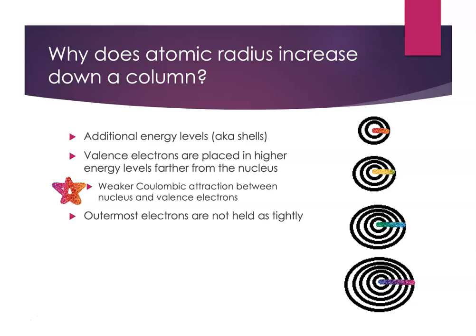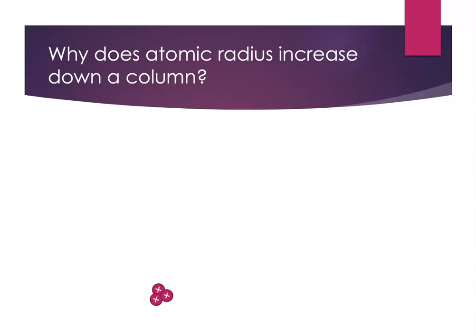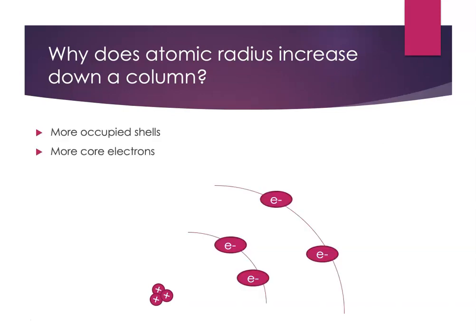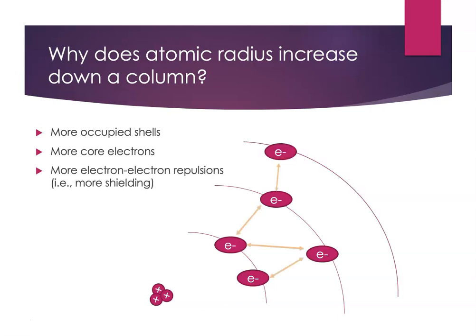Now, we also do have more shells of electrons between the outermost electrons and the nucleus, and that plays a role as well. So we have more occupied shells. There's more core electrons, those inner electrons. And therefore, you have more electron-electron repulsions. You have a greater shielding effect. So the electrons in the 1s sublevel experience some repulsions relative to the 2s sublevel, and so they're repelling each other.